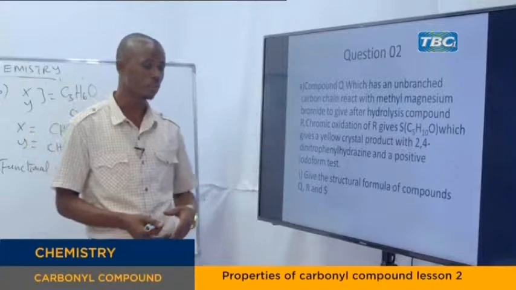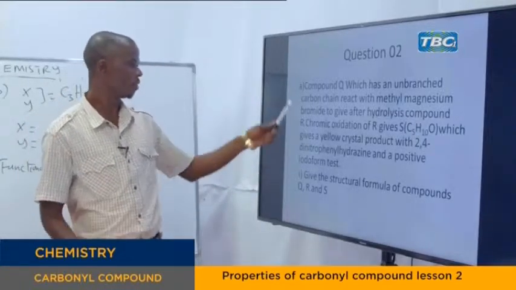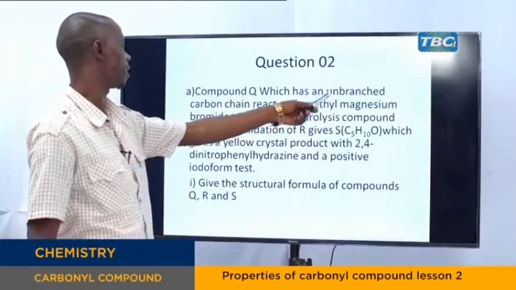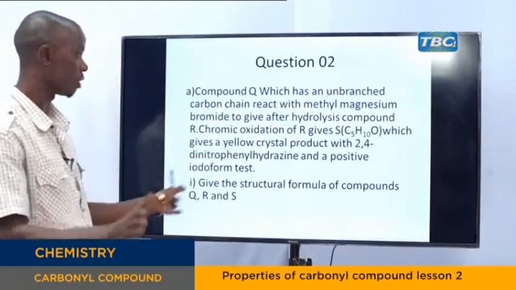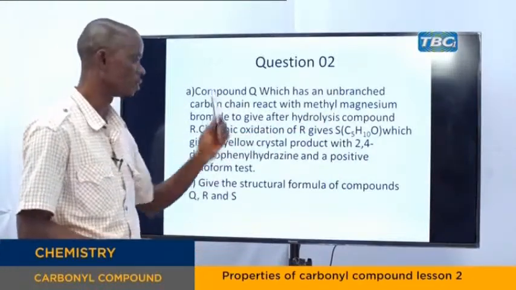Now, I can guide you through this question. This is a very simple one. I can guide you. Now, if compound Q has an unbranched carbon chain, that means there is no branch. It reacts with methyl magnesium bromide and hydrolysis.